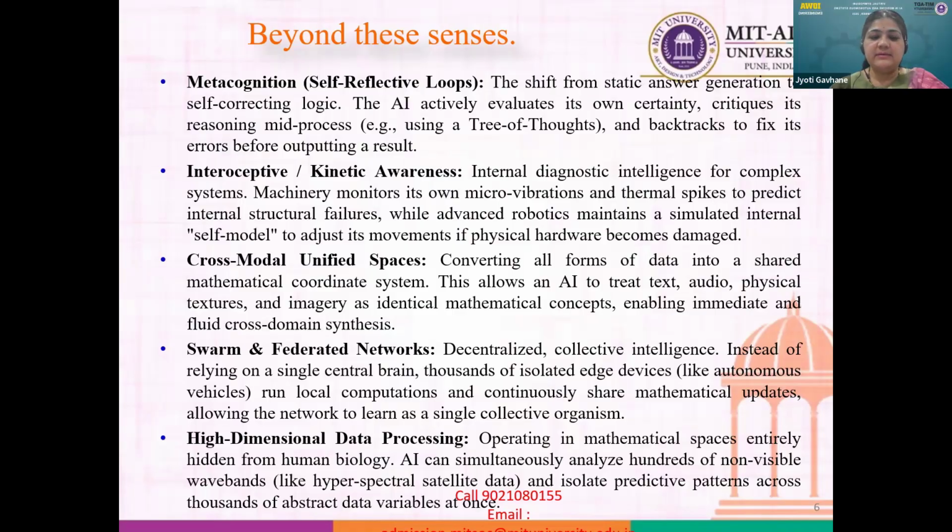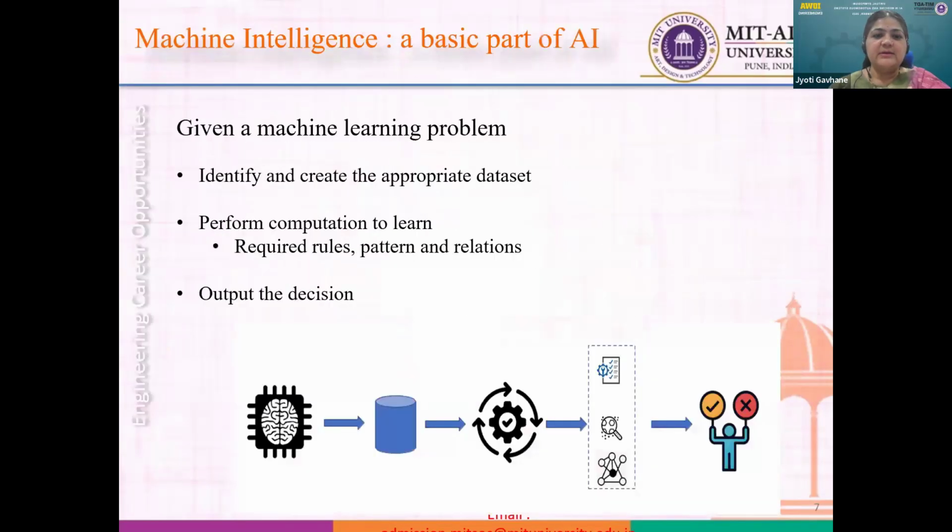And the last, very, very important one is high-dimensional data processing. Operating in mathematical spaces entirely hidden from human biology, AI can simultaneously analyze hundreds of non-visible wavebands. It could be satellite data, it could be predictive patterns across abstract data variables. These are some of the examples where we need to put our intelligence into the AI system.